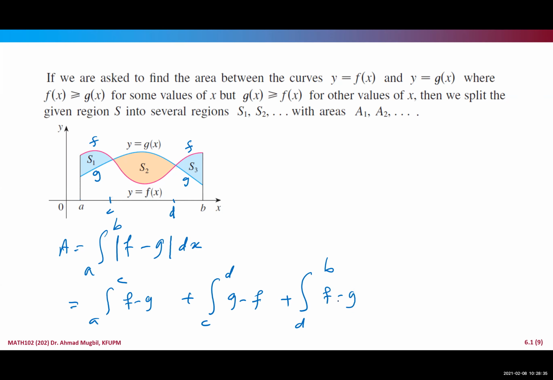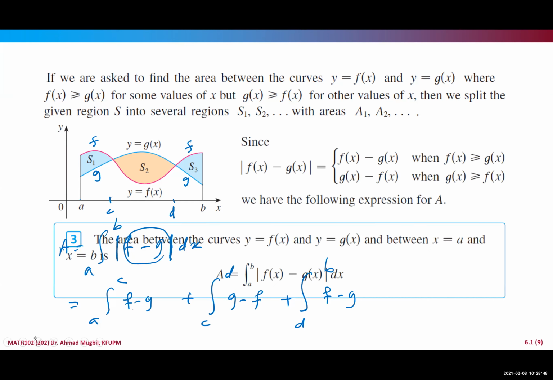In fact, what is this? All of these, if you look at them, are the absolute value of F minus G. Here it is F minus G. Here it is G minus F. Here it is F minus G. Because if you don't know whether F is greater than G or G is greater than F, or they are interchanging each other, then you need to consider the absolute value here. You need to consider where F is greater than G and where G is greater than F.